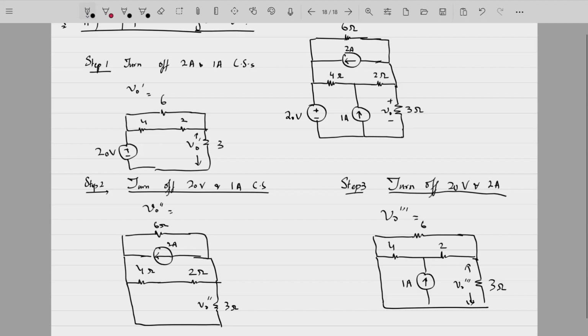सर फर्स्ट में 10 होगा V naught dash का वैल्यू. Yes, sir. 10. V naught dash is 10 volts. Fine. V naught double dash.